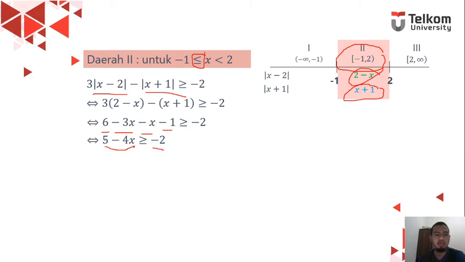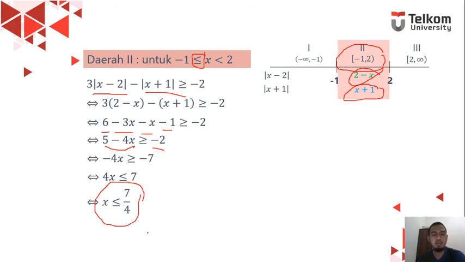Same as the previous, we move this here, then we get minus 2x bigger than or equal to minus 9. Since it is minus, we can swap: 2x less than or equal to 9 over 2. So x is less than or equal to 9 over 4.